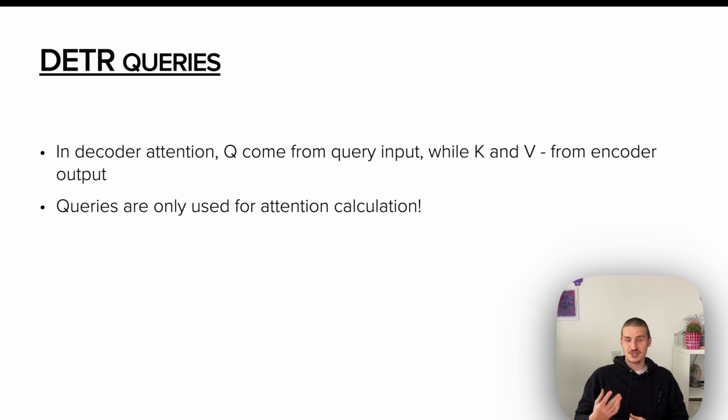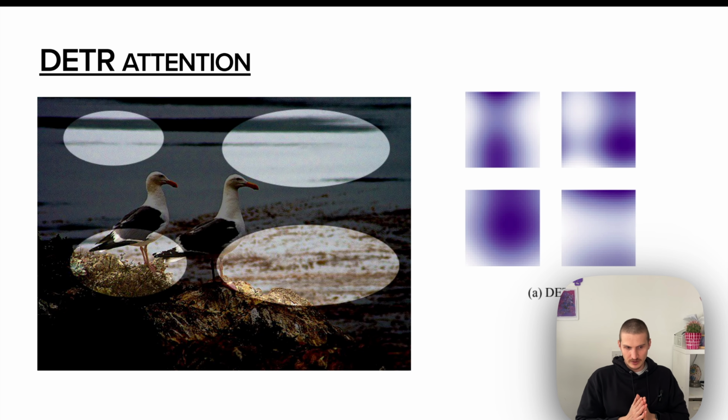And in all the attention calculations, you'd have three tensors, query, key, and value, that are used in this calculation. Query and key are used for attention weight calculation, and then value is used to arrive at the final output. So queries are only used for attention calculation, only for that. However, if we look at where Detr actually focuses its attention, it's really weird, especially at the beginning of the training. It didn't know where to focus attention.